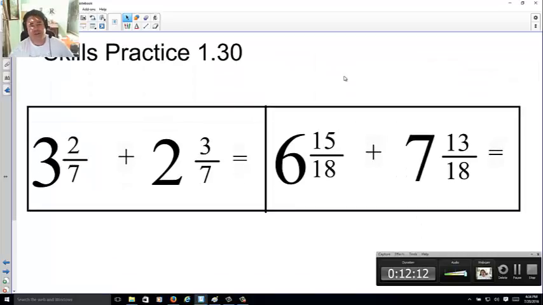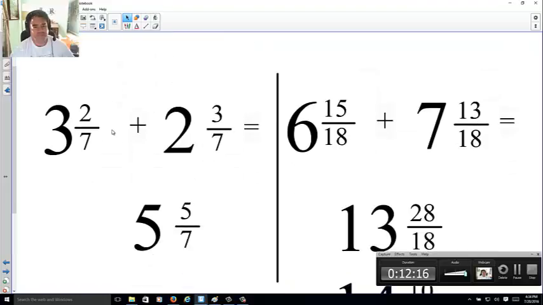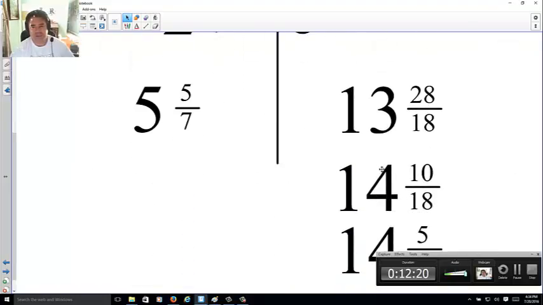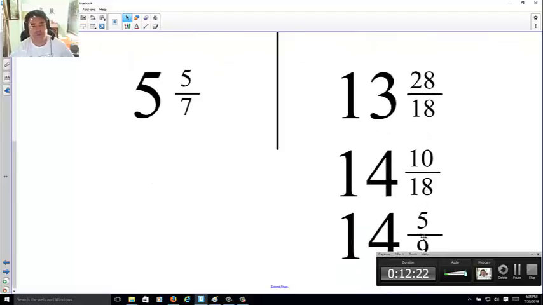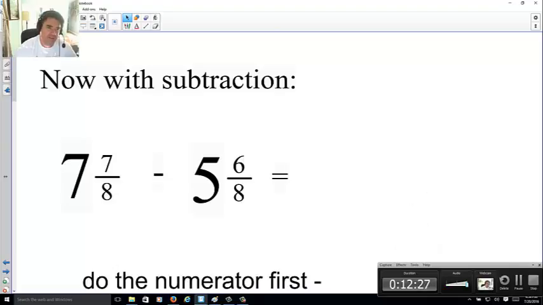Skills practice. Go ahead at this time. Let's see how you did. I got 5 and 5 sevenths. This became 13 and 20 over 18, which converts to 14 and 10 eighteenths, which converts to 14 and 5 ninths. We're getting to a middle point here. We're going to stop here in a second.